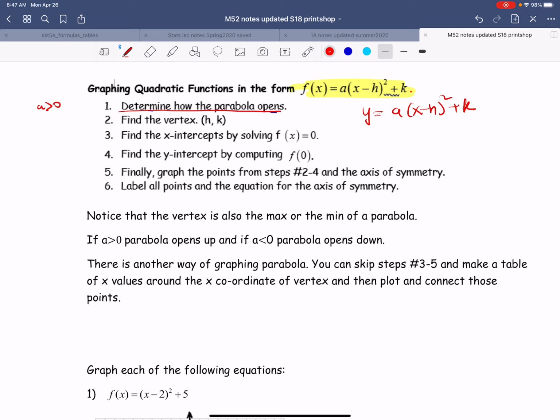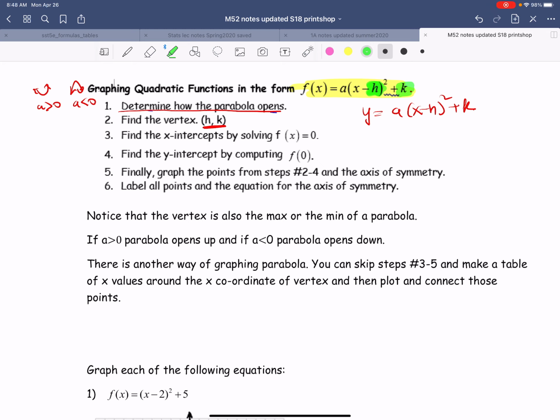This depends on the sign of a. If a is greater than 0, meaning it's positive, the parabola opens up. If a is less than 0, meaning it's negative, the parabola opens down. The next step is to find the vertex (h, k). The vertex (h, k) is obvious from the equation. Just keep in mind whatever is inside the parentheses, you're going to take the opposite sign of it.